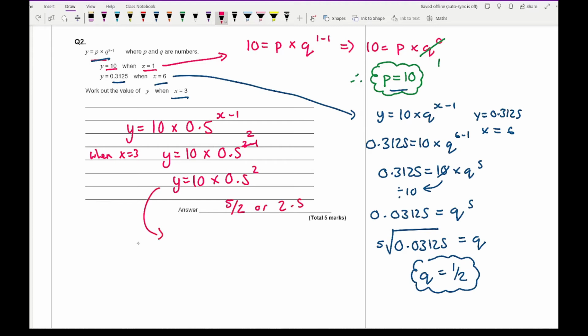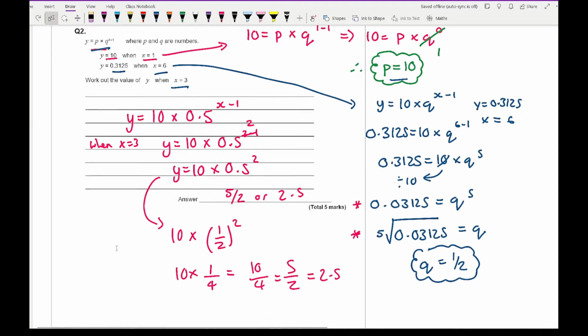Now if this was on a non-calculator paper, then what I would suggest is that you write your answer like this, and then from that we can write 10 times a quarter, because 1 squared is 1, 2 squared is 4, and that then becomes 10 over 4, which is 5 over 2, which is 2.5. But personally speaking, I would say it's definitely going to be a calculator paper, only because you need to work out the 5th root of 0.3125.